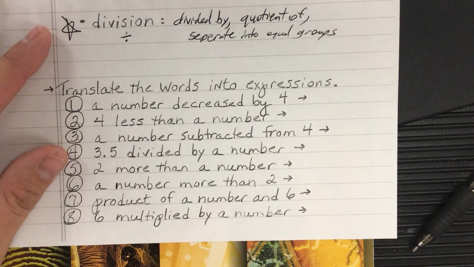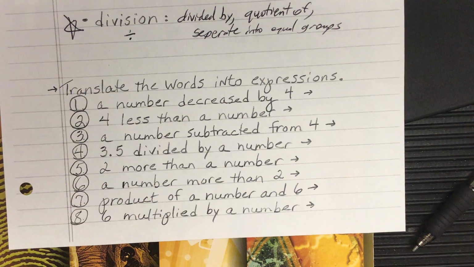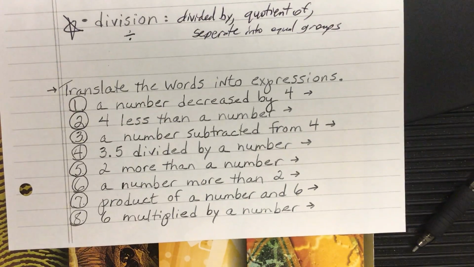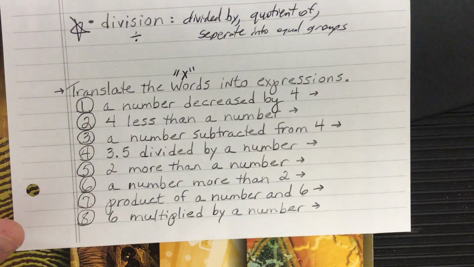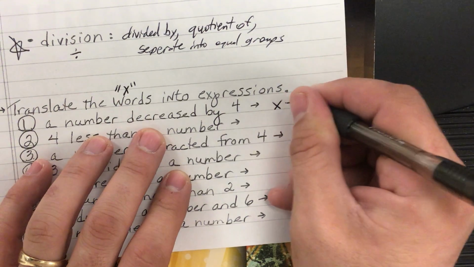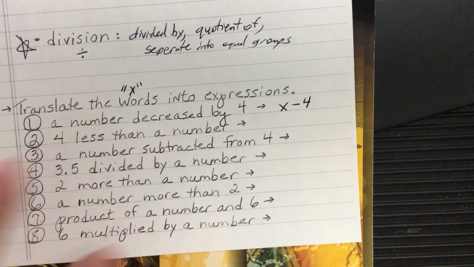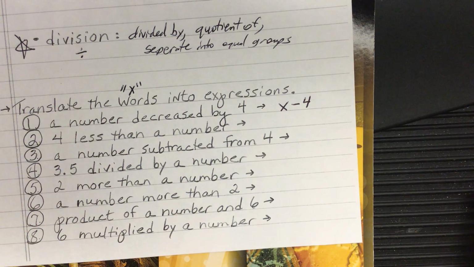Okay, we'll do a couple together, then I want you to try them. We're going to put these into expressions. So how do I show a number decreased by 4? Anytime it says a number, I'm going to use x for a number. X minus 4. A number decreased by 4. If you had 4 minus x, that would be wrong. That would be 4 decreased by a number.